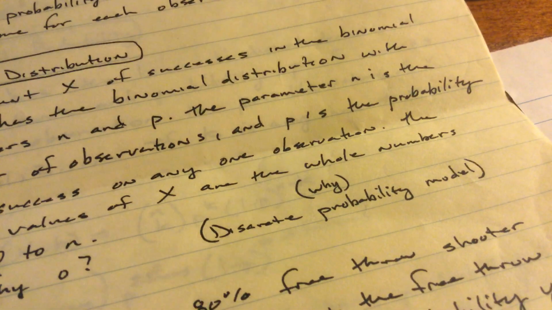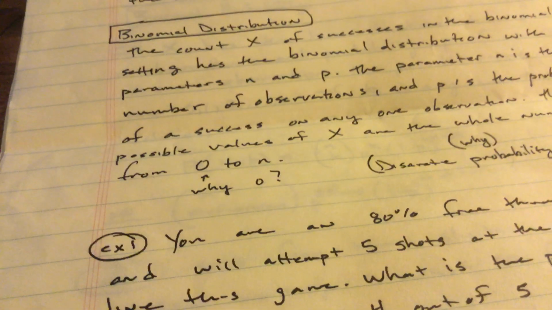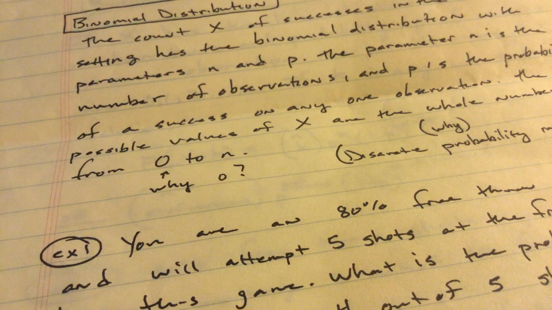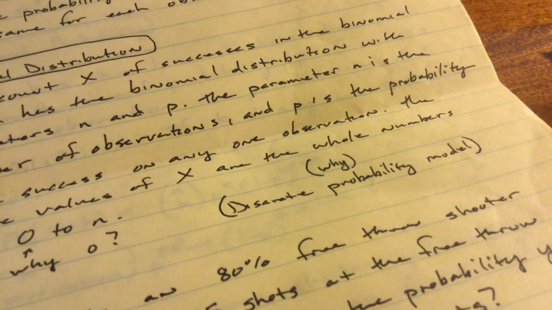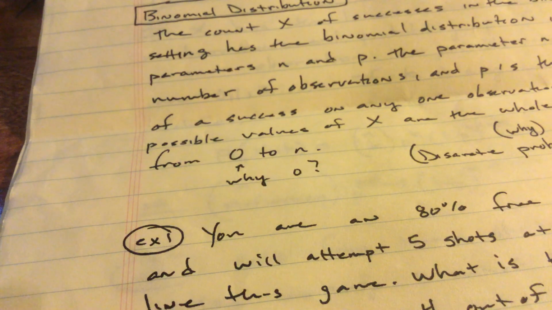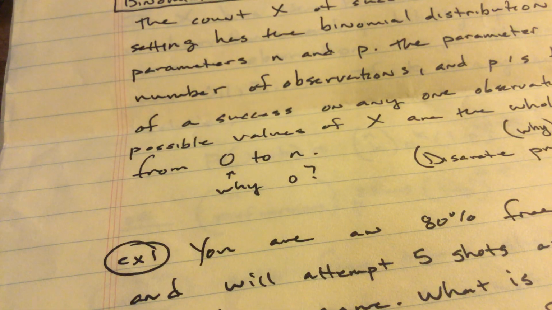You know, probabilities are between 0 and 1. The possible values of X, again, that's the number of successes, are whole numbers. You can't make half of a free throw, and they go from 0 to N. Why 0? Because you could go 0 for 20 batting. You can go 0 for 5 at the free throw line. Why N? You could go 5 for 5 at the plate. You can go 25 out of 25 from the free throw line.